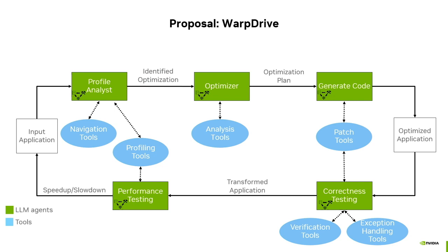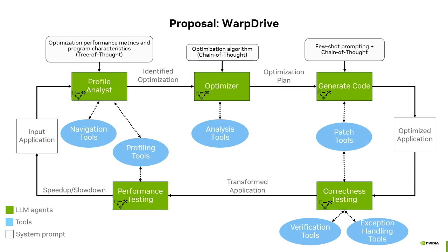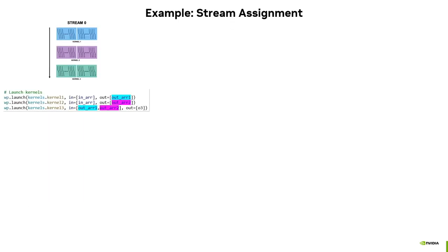I'll be happy to go over the details of the tools later on at the poster. And we set up the agents through prompting mechanisms. Chain of thought really works well for us, based on the examples we have looked at. And few-shot prompting also helps. So let me walk you through an example just to illustrate what we're trying to do. Let's say, as I was talking about, we have an application with 3 kernels, and these are launched in sequence today.